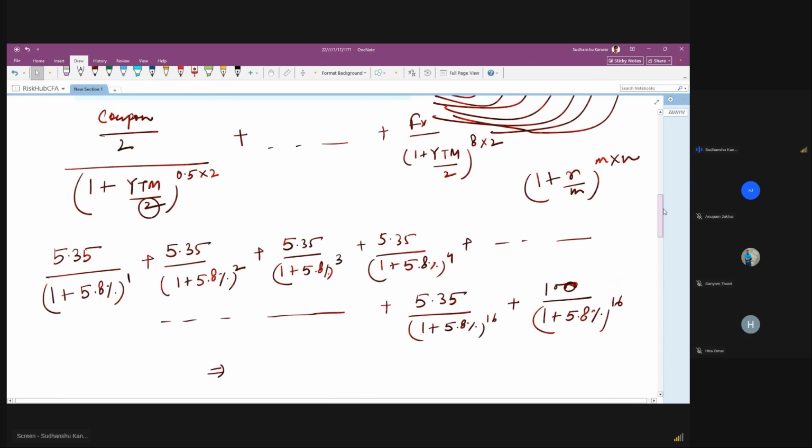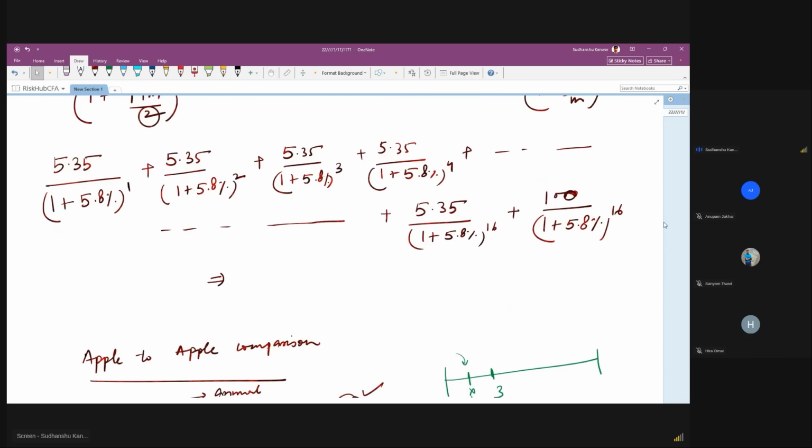Again, very interesting. Please take it as homework. If you're not able to do it, I will do it tomorrow. Try to do it in the calculator and learn how to do it. In the calculator, you have to put the cash flows. It is very easy, to be fair. You have to put PMT, the payment, which is 5.35.